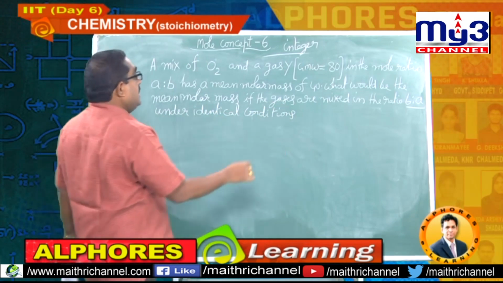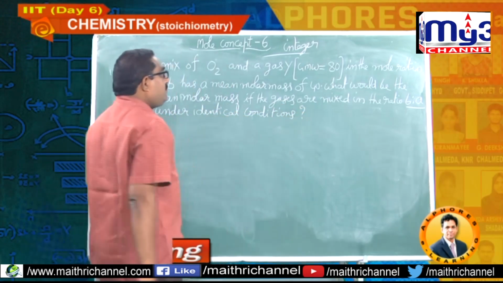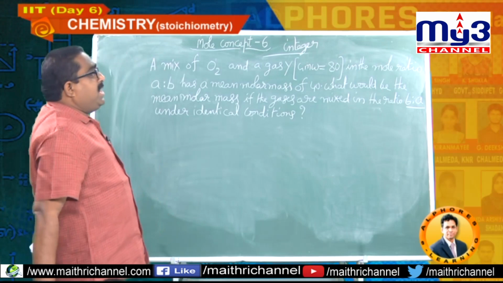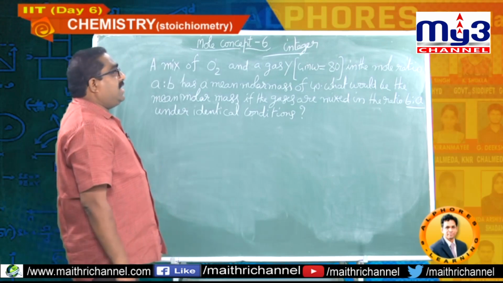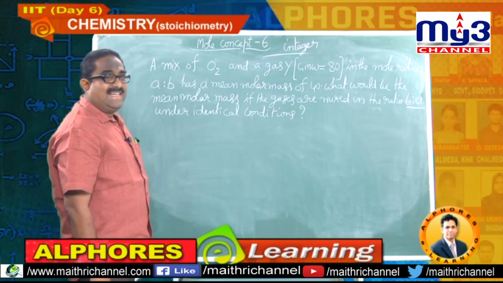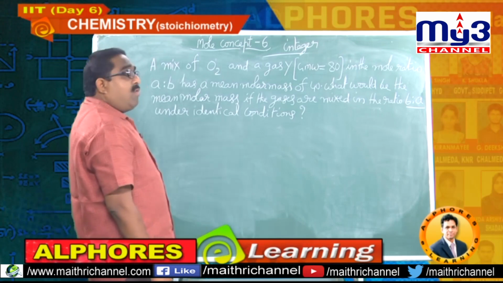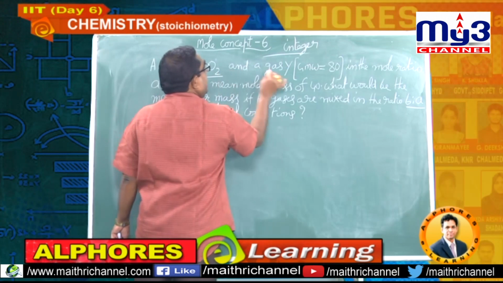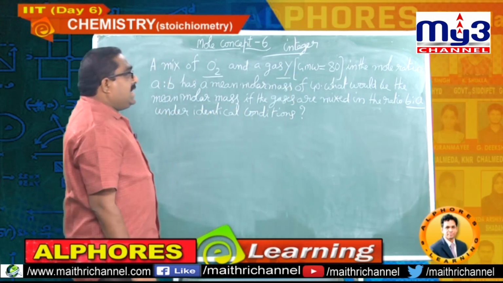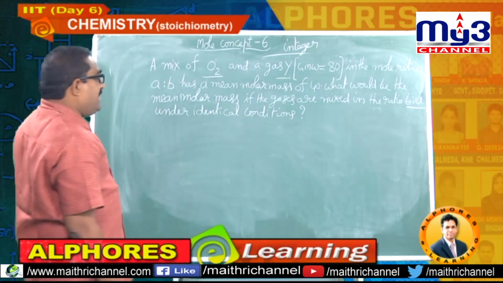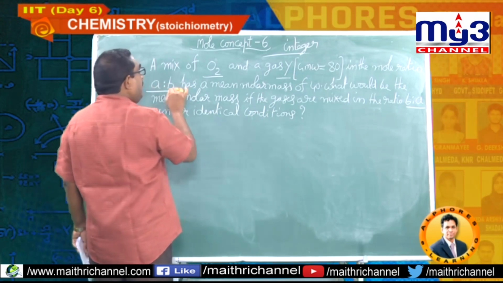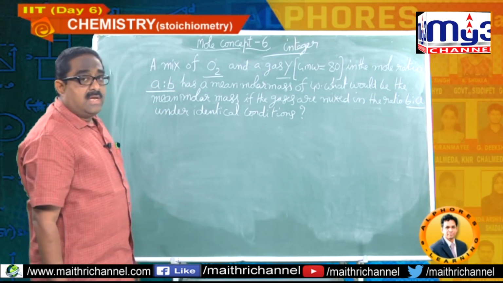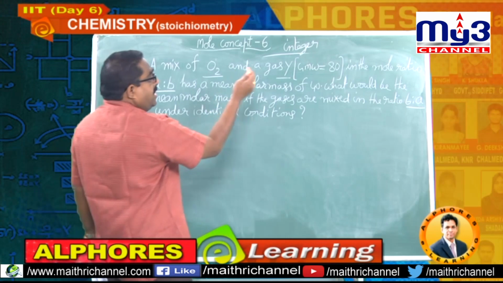So this is the question based on the mean molar mass concept of two different gases present in a mixture. What are the two gases present in the mixture? Oxygen and gas Y. In which molar ratio are they present? A is to B. And what is the mean molar mass? 40.